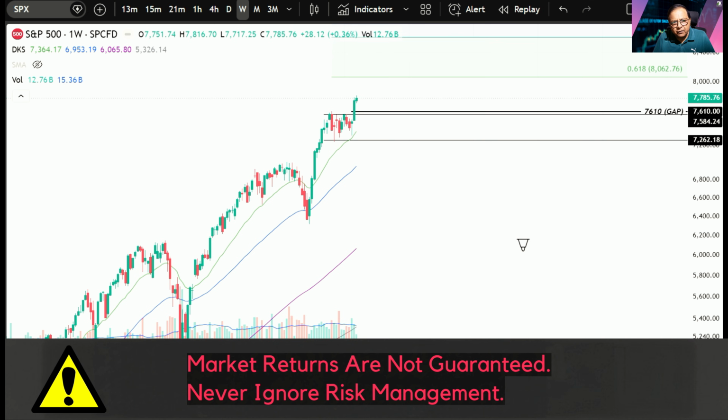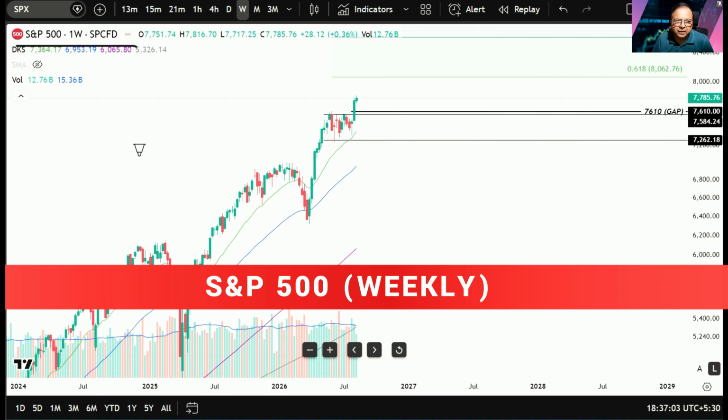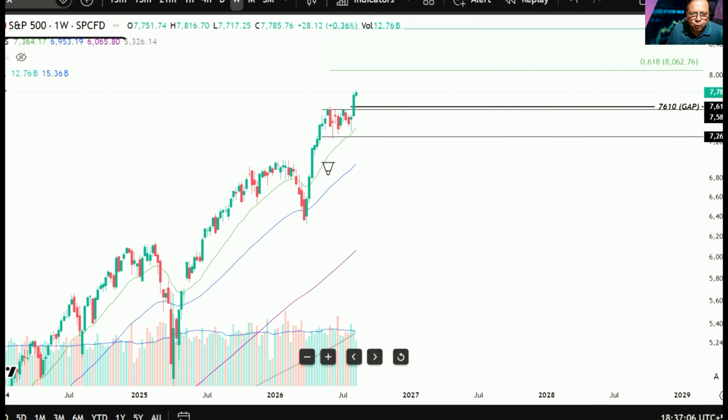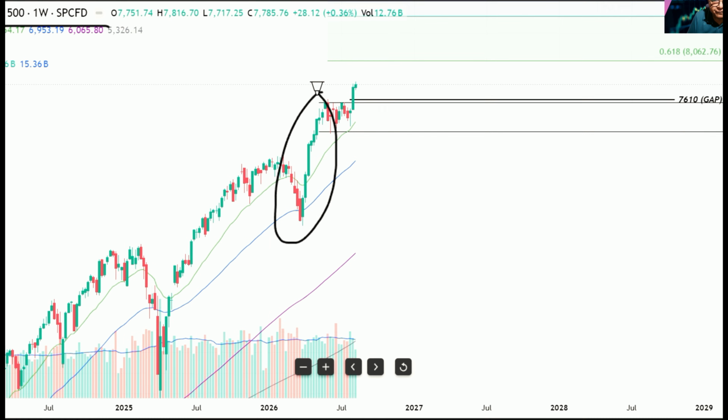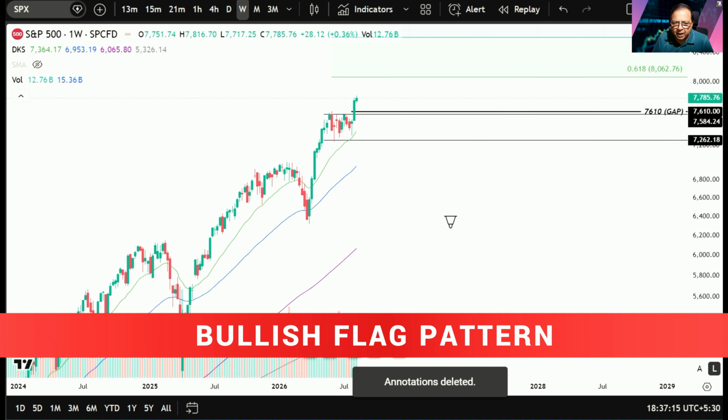Let us start our weekly analysis with the price chart of S&P 500 in weekly time frame. What we can see over here, the massive impulsive wave, then several weeks of consolidation, and then a breakout. So this is the breakout of a bullish flag pattern.